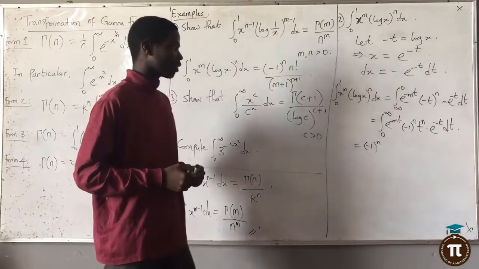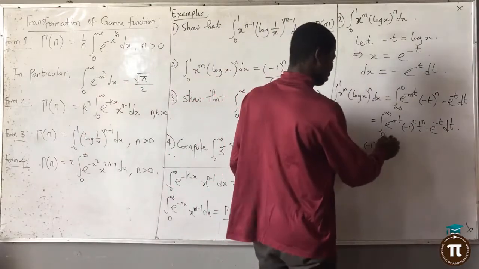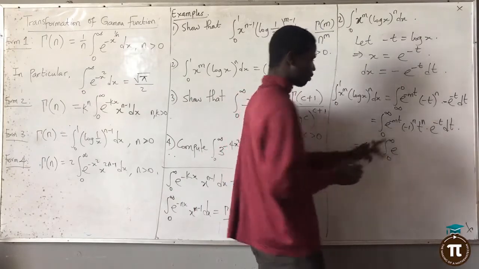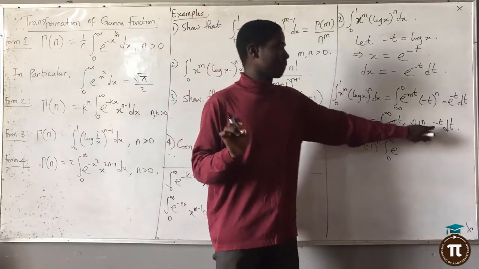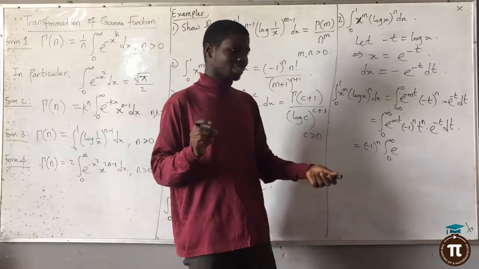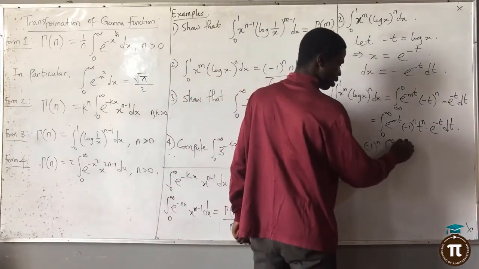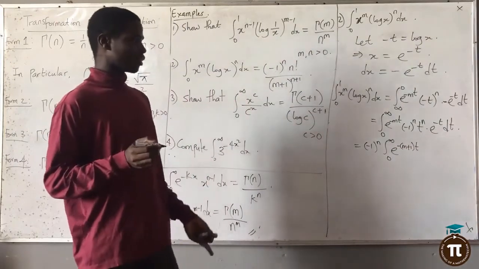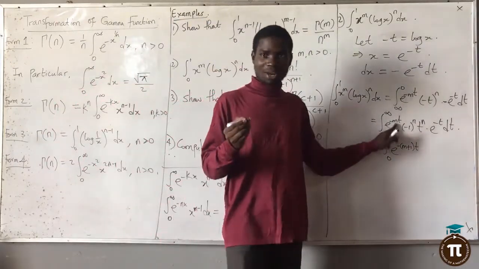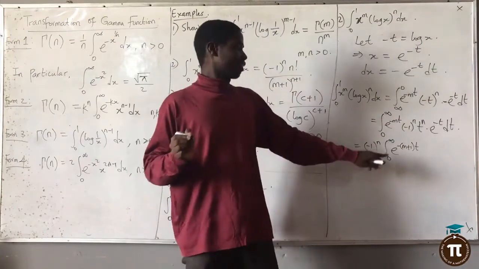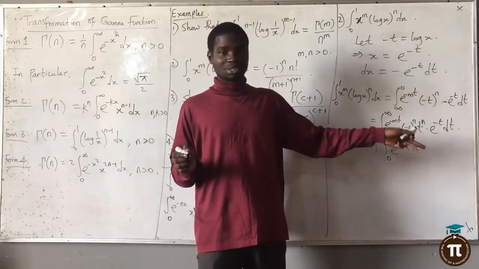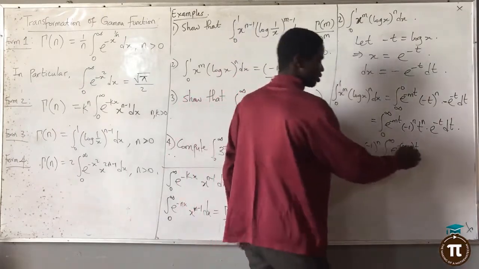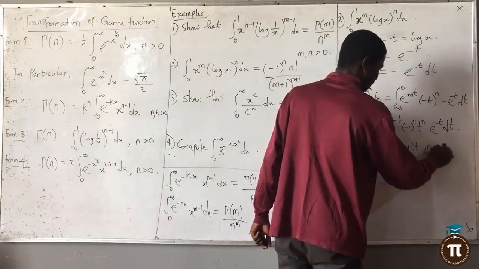I have this. At the end of the day, I will have an integral from 0 to infinity of e raised to the power of, this is minus nt minus t. If I factorize the minus, I will have minus n plus 1 t. Then I have t raised to the power of n dt.